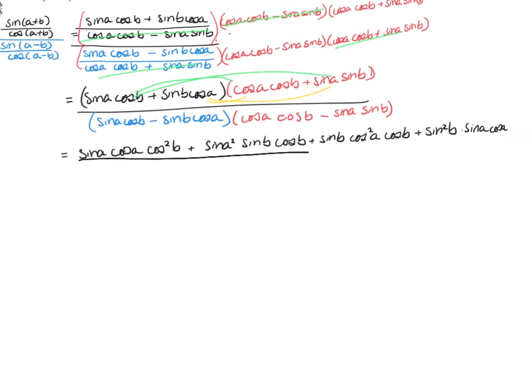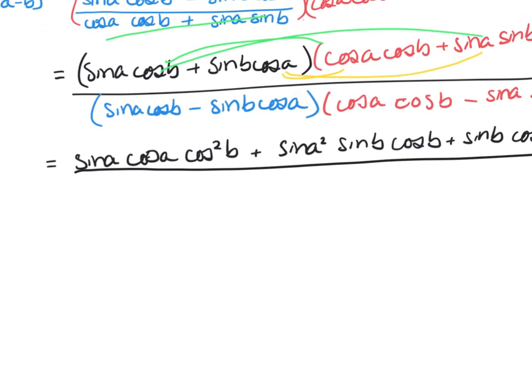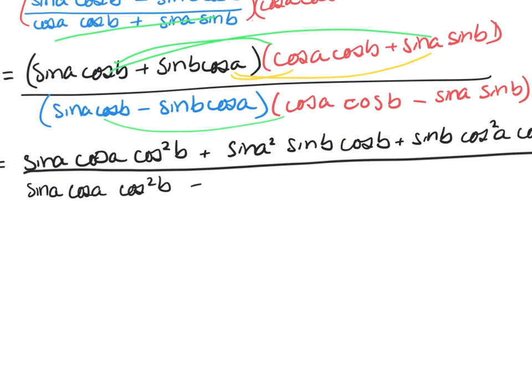Let me do the same thing. I'm going to distribute out the denominator. So I'm going to do this multiplication first, and it's going to be the sine of A, the cosine of A, the cosine squared of B, minus, and it's going to give me something similar in the denominator.